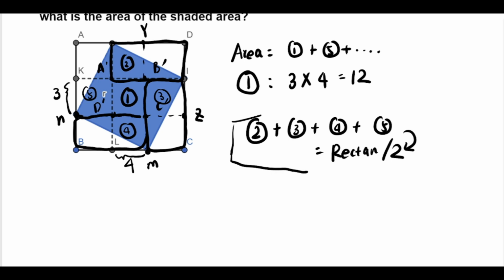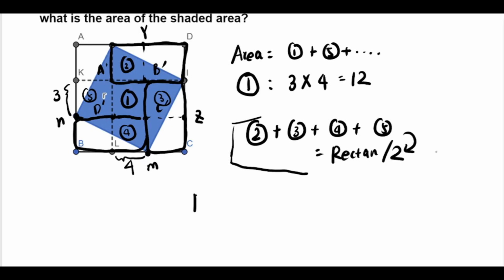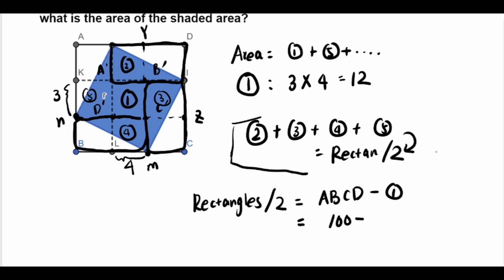And how do we do that? Well, we see that there's a larger square, and we're given the information that the square has an area of 100. We can actually see that the sum of all the rectangles that include the triangles we want, divided by 2, is going to be the larger square subtracted by the middle region 1, and that is going to be 100 subtracted by the value we just calculated, which is 12, divided by 2, which is going to be 88 divided by 2, and that gives us a value of 44.